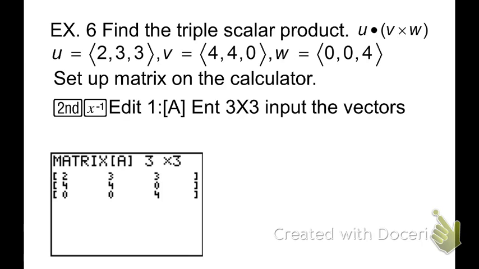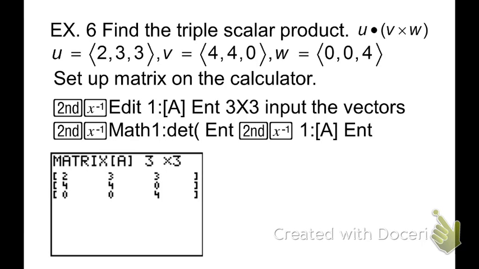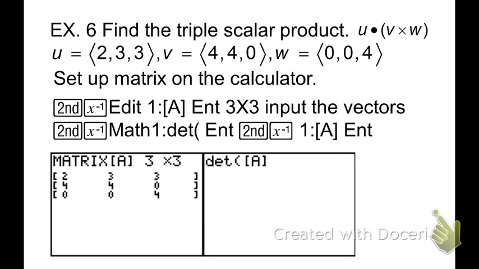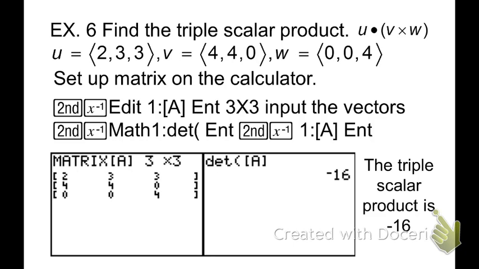After you've typed your matrix in, then you need to go back to the home screen by hitting second mode. Then you're going to type second x to the negative 1 and go to math and look for the determinant and hit enter. Then do second x to the negative 1 matrix A. So your calculator is going to say determinant of matrix A, and then you're going to hit enter, and you should get negative 16. So that means that the triple scalar product for this is negative 16.